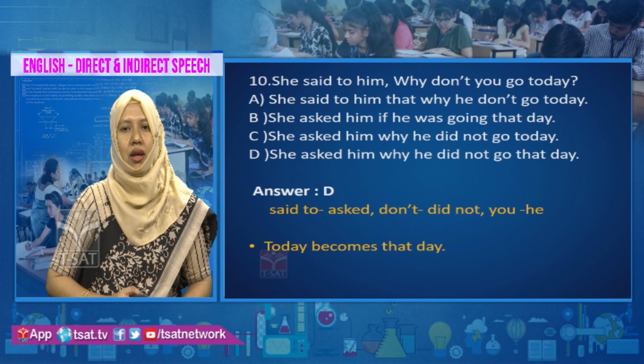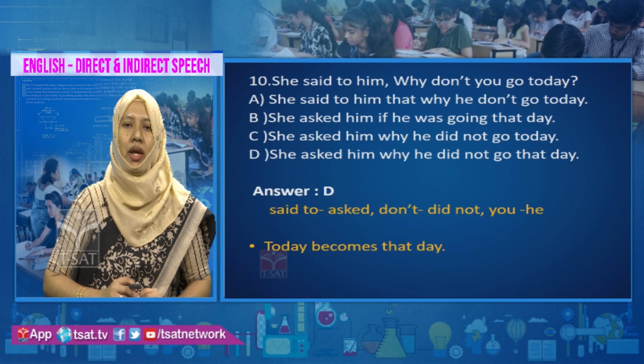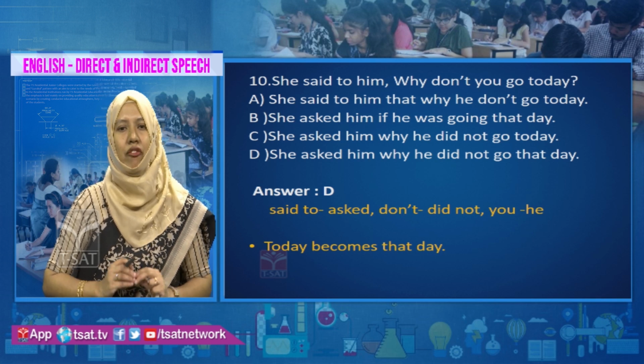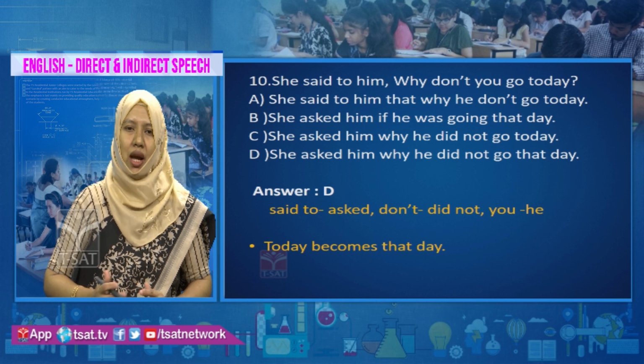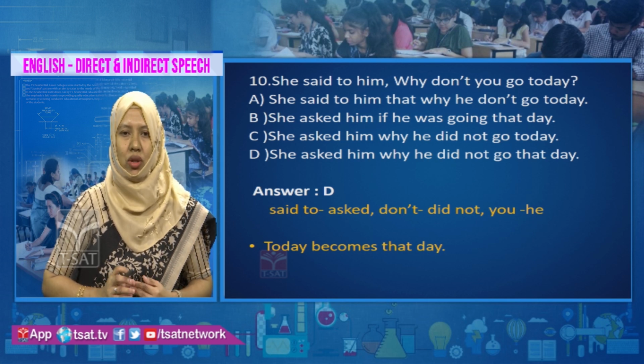Next question. She said to him, why don't you go together? Again you have an interrogative sentence in direct speech. Options: A, she said to him that, why he don't go today? Option B, she asked him if he was going that day. C, she asked him why he did not go today. Option D, she asked him why he did not go that day.